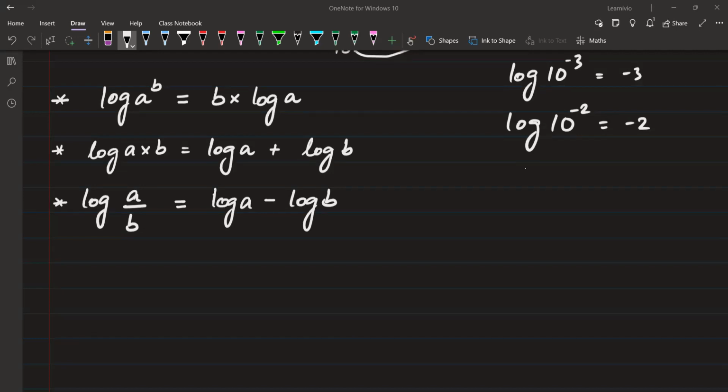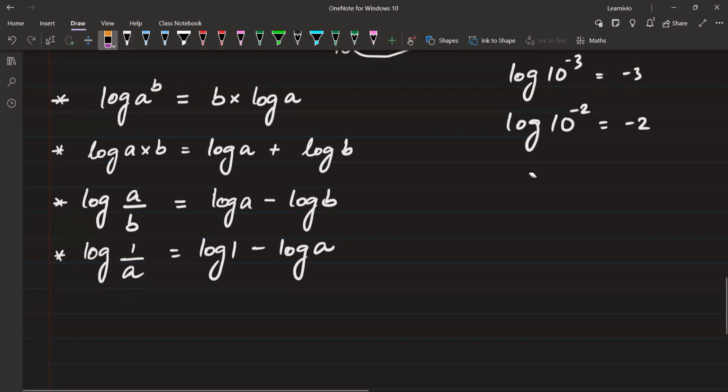ठीक है. अच्छा, one more thing. तो अगर मेरे पास कुछ ऐसा हो, तो देखिए ध्यान से सुनिए. log 1 by a, this can be written as log 1 minus log a. Make sense? Yes or no? Please tell me. Yes, sir. सही है ना? ठीक है. अब ध्यान से देखिए, log 1 क्या होता है? What is log 1?